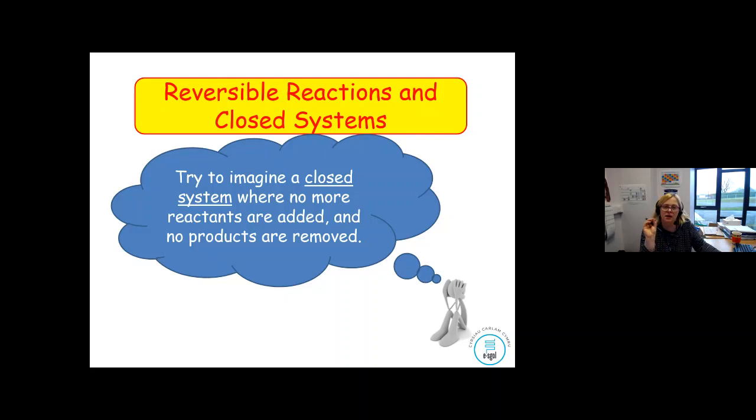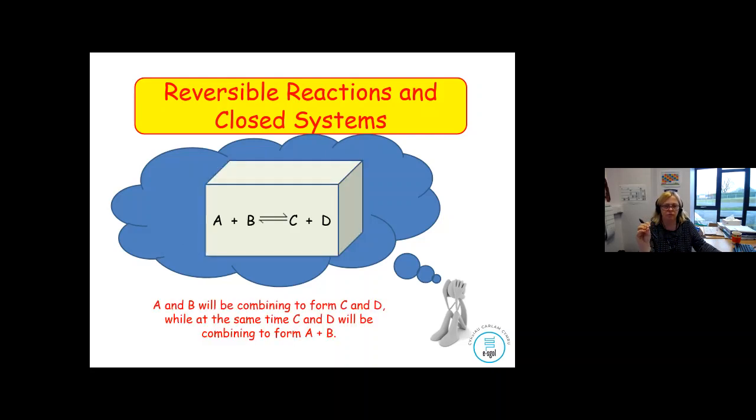Okay, just to get your head around what I'm trying to get you to understand. What I mean is if you've got A and B going to C and D, keep it as simple as we can as a model initially. A and B will continuously be combining to form C and D. But at the same time, C and D are combining with each other to reform A and B. So it's sealed, nothing is leaving, nothing is entering the system.